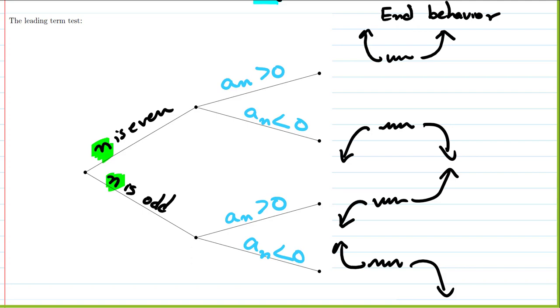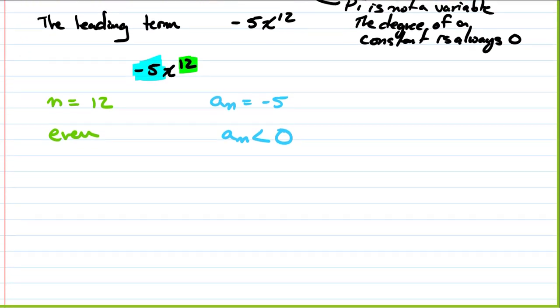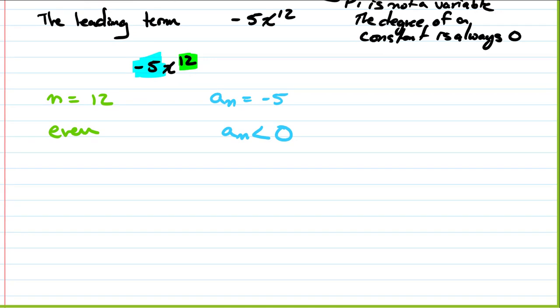So we come up to our chart. For even, we're going to go up, and for less than 0, we're going to go down. So that brings us to the following diagram. So that tells us that our graph starts down and it ends down. So the end behavior of our graph is going to be it starts down and it ends down.